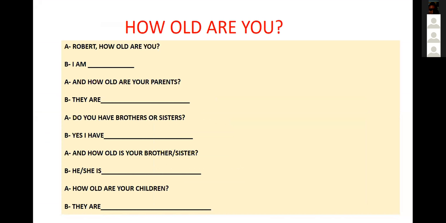Do you have brothers or sisters? Yes, I have. Aquí sí, ¿verdad? Pues estamos hablando de tener hermanos o hermanas. And how old is your brother and sister? Aquí yo puedo decir, he is 26 and she is 30 years old, ¿verdad? How old are your children? And then I can say, my girls are 15 years old and 3 years old respectively, okay? Or they are 15 and 5 years old, right?